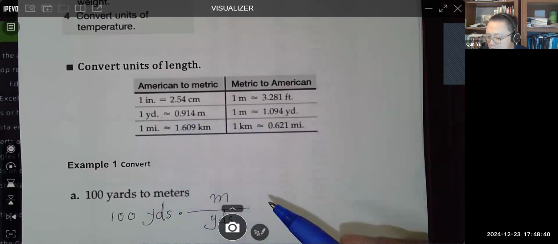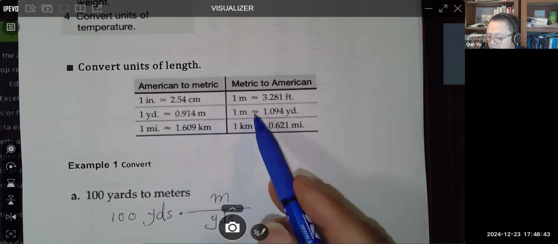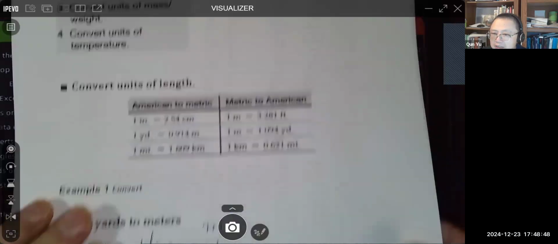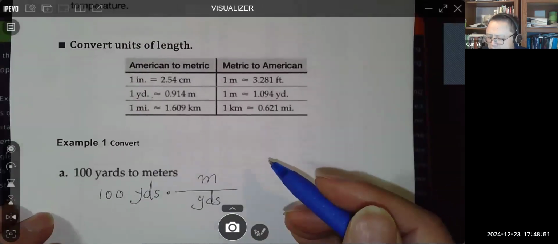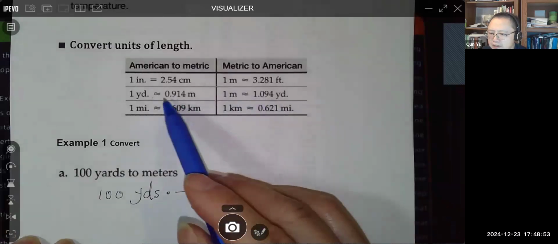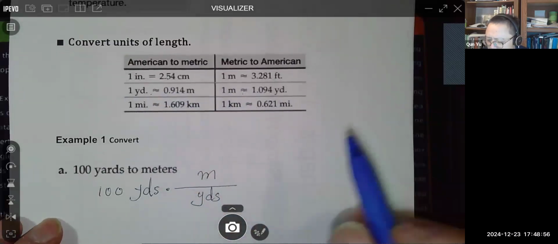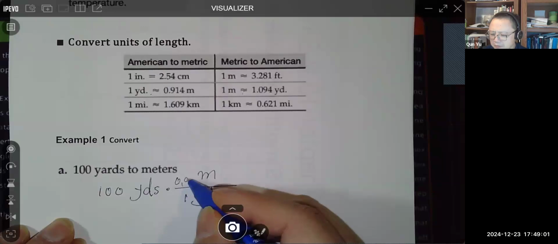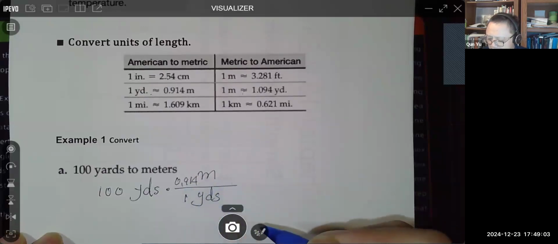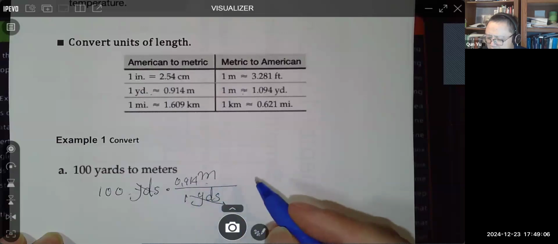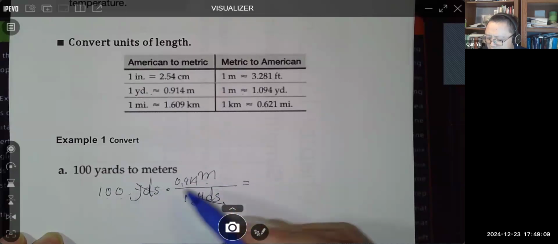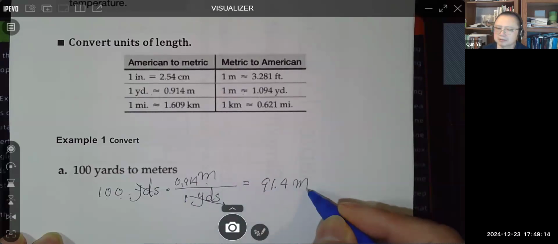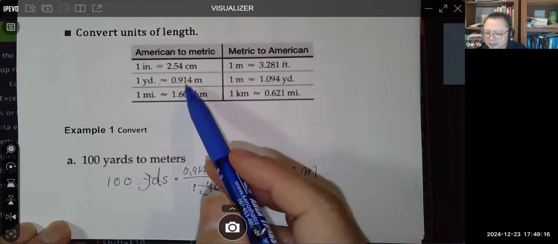For the sake of demonstration, I'm going to use both one by one, just to convince you there's really no difference. If there is any tiny difference, it's because of the rounding they made here. Otherwise, there's no difference. So let's take a look. First one, 1 yard equals 0.914 meters. So yard cancelled, and we multiply these two together. When you multiply anything by 100, you just move two decimal places to the right. So again, 91.4 meters. That's the first one.